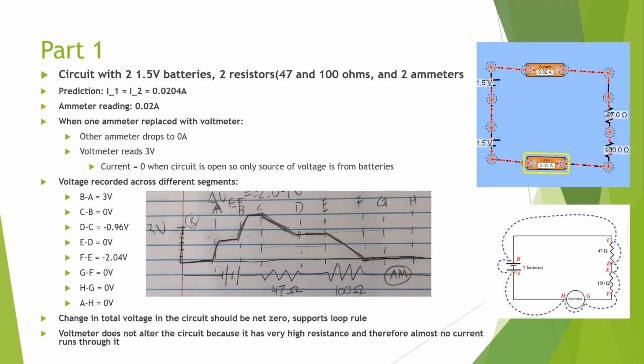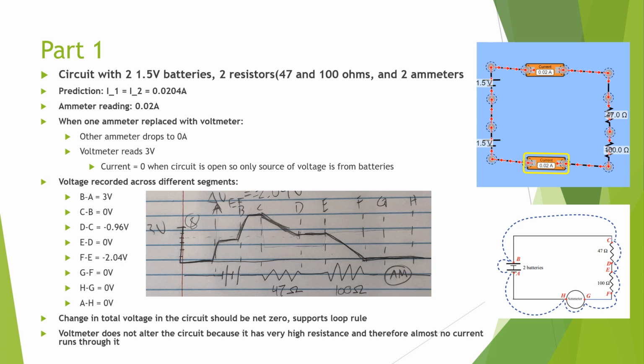For part 1, we use a circuit with two 1.5 volt batteries, two resistors, one 47 ohms and one 100 ohms, and two ammeters. The prediction was that current 1 is equal to current 2, which is equal to 0.0204 amps, and the ammeter reading turned out to be 0.02 amps.